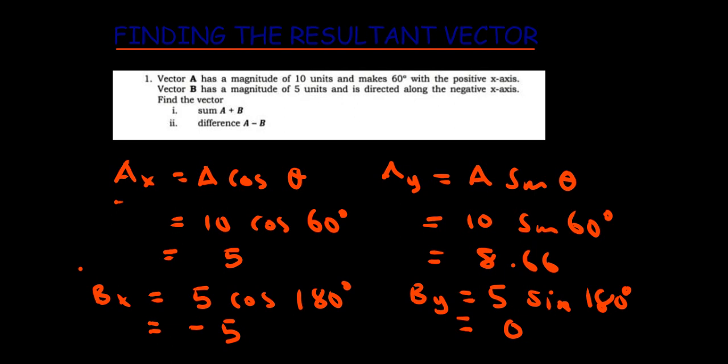So in order to find the sum a plus b, we need to add them component-wise. We must add the components. So the component of a in the x-axis must be added to the component of b in the x-axis. Yes, and same with the component of a in the y-axis must be added to the component of b in the y-axis. Okay, so let me erase this.